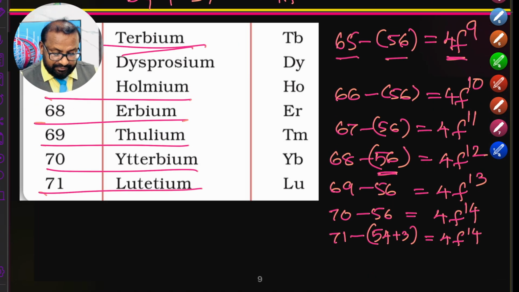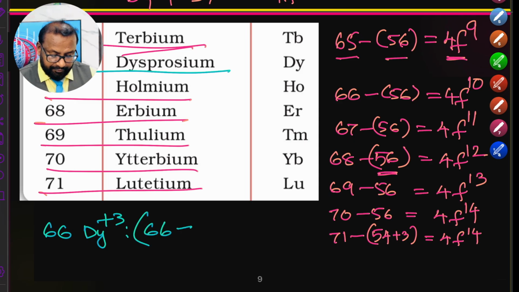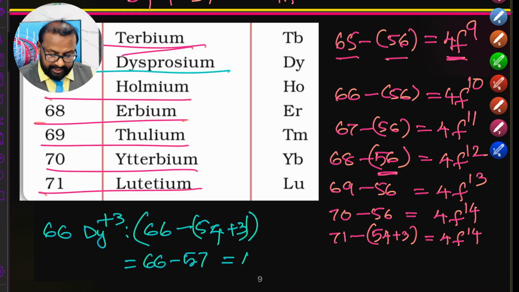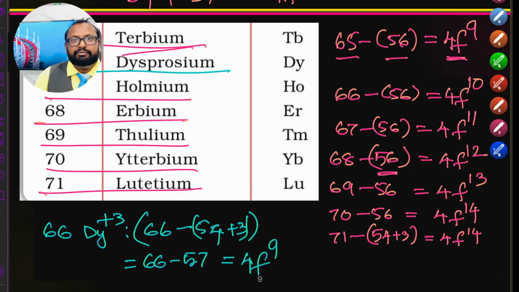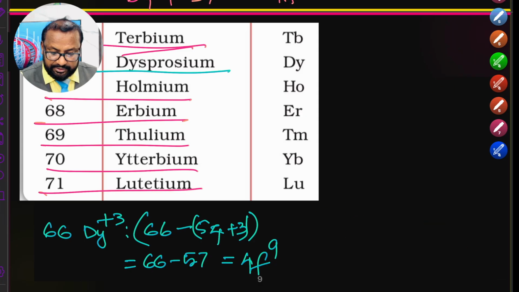Let us do some more ions of these elements. For example, we'll try dysprosium. Dysprosium, atomic number 66, plus 3 configuration needs to be written. So it has to be 66 minus 54 plus 3, so 57 needs to be subtracted. So this is 66 minus 57, which is 9. Therefore we got the f9 configuration. For any ion, it is going to work the same way as we do it for the elements.